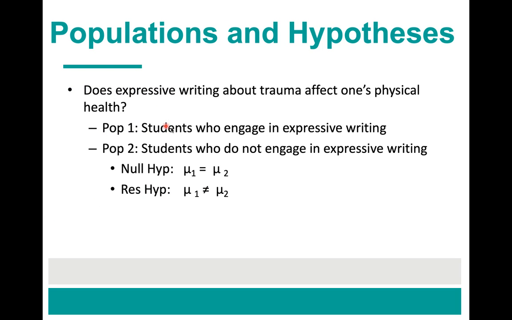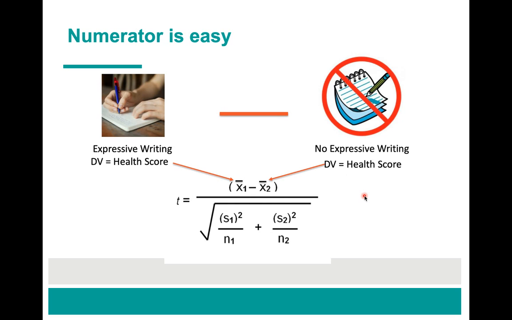Again, we want to be clear about our populations here. Maybe population 1 is students who engage in expressive writing. Population 2 is students who do not engage in expressive writing. Let's break down the formula.